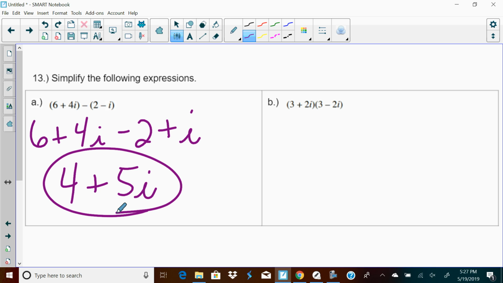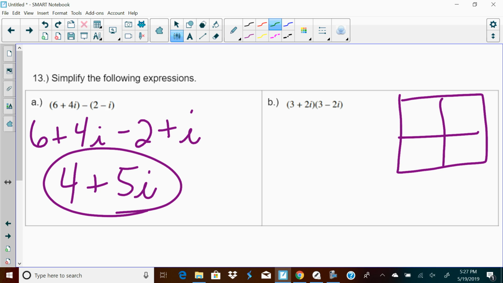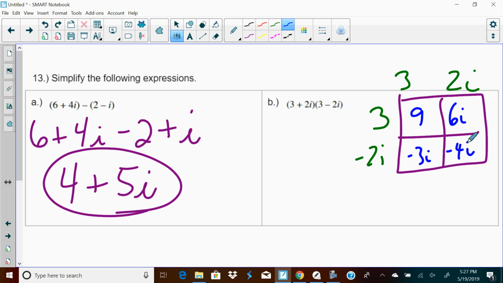For B, we're going to make a box. So when I multiply it out, I get 9. I get 6i, negative 6i. Then I get negative 4i squared, which equals positive 4. These cancel, so I get 13.